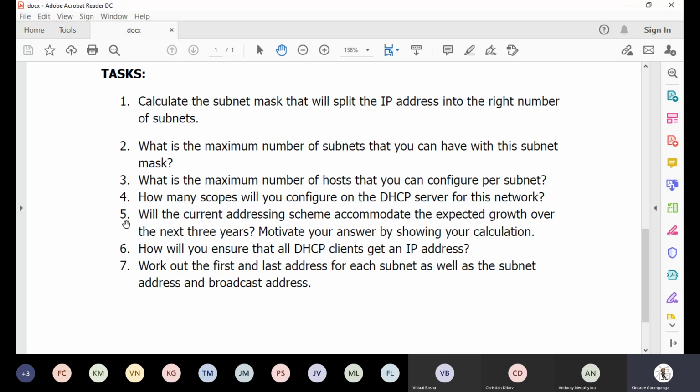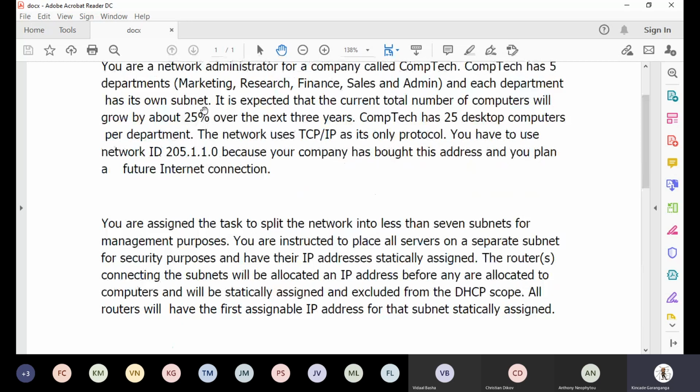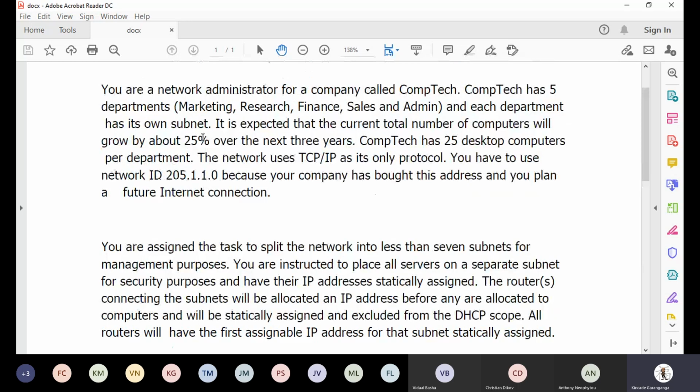All right. And then number 5 there: will the current addressing scheme accommodate the expected growth over the next 3 years? Motivate your answer showing calculation. So we've got the 25% growth. If we go up here, they've mentioned that we're looking at a growth of about 25%. In the first paragraph, the 4th line mentions a 25% growth over the next 3 years. And remember, like I said before, the time really is not as important. What you're looking at is accommodating that growth within this network infrastructure.